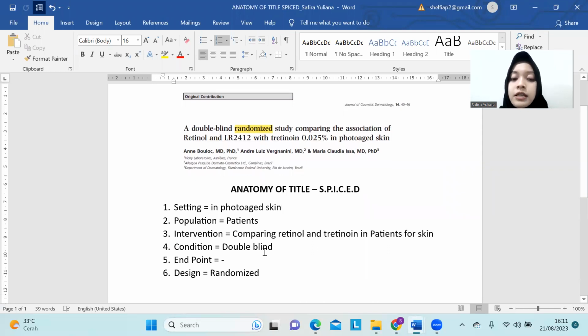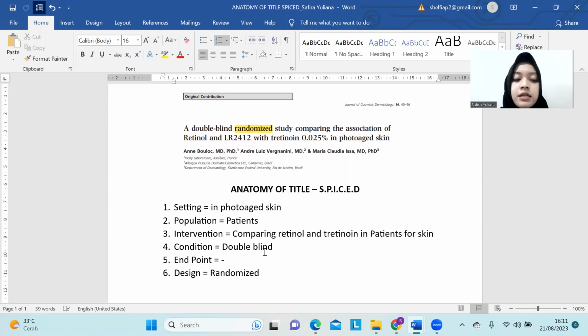And then number 4 is condition. Condition refers to the clinical condition of the subjects, and the condition is double blind. And the endpoint, or outcome, is sparingly used in the title unless we wish to use a declarative title. And the endpoint is not stated in this journal.